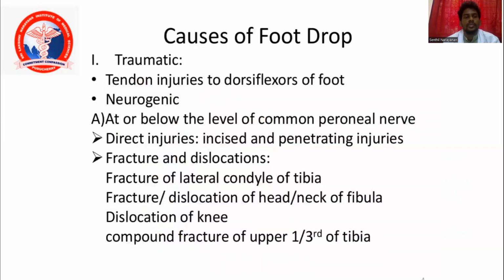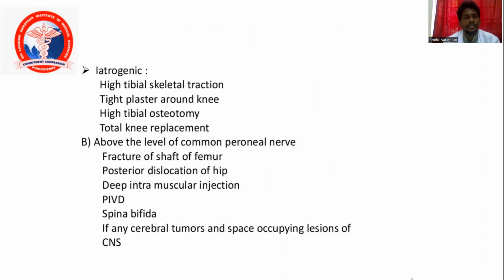Causes of foot drop can be traumatic: tendon injuries to the dorsiflexors of the foot, so thereby foot dorsiflexion doesn't occur. It can be neurogenic, at or below the level of the common peroneal nerve. Direct injuries include incised and penetrating injuries, fractures and dislocations, or indirect injuries: fracture of the lateral condyle of the tibia, fracture dislocation of the head or neck of the fibula, dislocation of the knee, open fracture of the upper third of the tibia. It can also be due to iatrogeny.